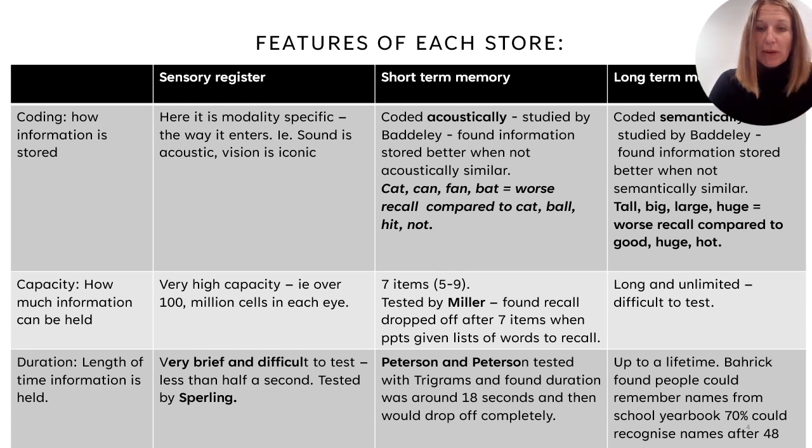And then for long-term memory, it's up to a lifetime. So Bahrick gave the participants yearbooks, and tested various variables: participants that had left school after 15 years, participants that had left school after 49 years, and he found that people could remember names from a school yearbook. So many of the participants were able to recognise the names and faces of their schoolmates almost 50 years after graduating, and he compared where they did free recall.